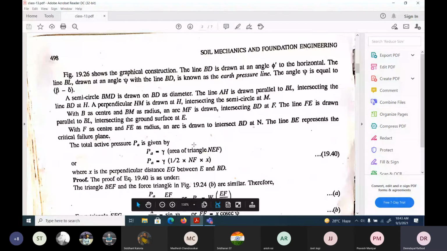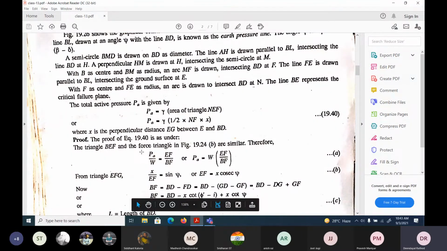Total active pressure acts on that. The whole wedge will not act. In the sense, the actual active pressure that will act would be the area of that triangle. So there is the proof also given here. You just go through a simple thing, the triangle he has taken and so on.